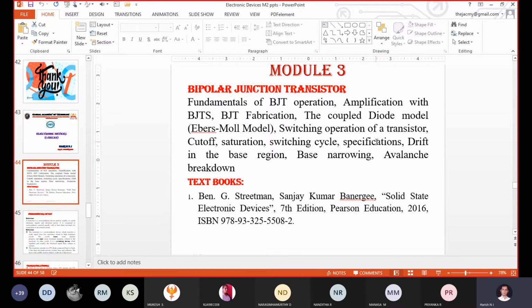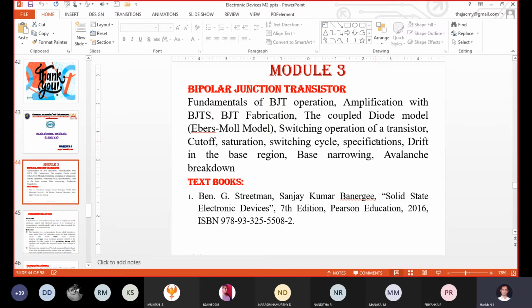So the transistor we are using mainly for two operations. One is amplification, the second one is switching. So here the amplification part we need to discuss, and switching operations also, in this chapter. Once the transistor is operated in cutoff, how is its behavior, and when operated in saturation, how is its behavior, switching cycles and specifications.